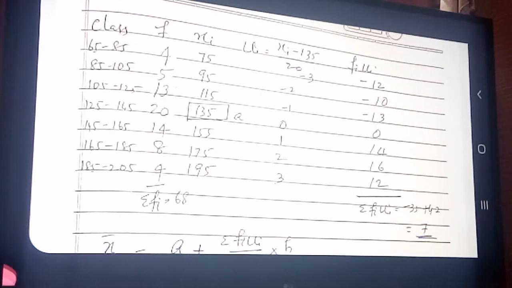Mean, I didn't want to explain more, we already explained it. So first what we will do: class, then frequency, then the mid value xi, and then ui, then fi ui. This many columns are required for finding the mean. So how do we find the mid value? Upper limit plus lower limit divided by 2. 85 plus 65, how much is coming? 150. 150 divided by 2, 75.